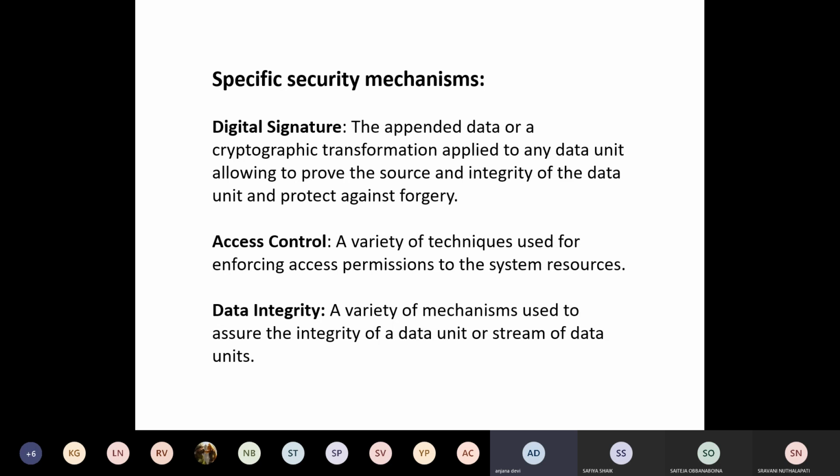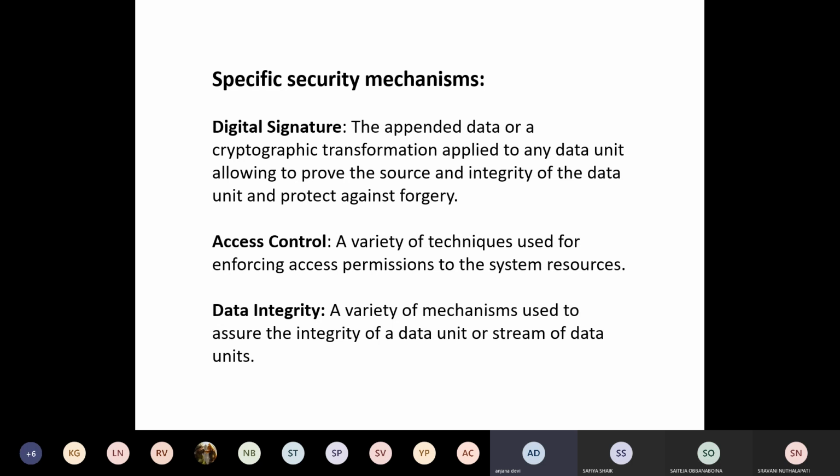First one is digital signature. What is a digital signature? It is appended data. Appending means adding. Adding data or a cryptographic transformation applied to any data unit allows proving the source and integrity of the data unit and protects against forgery. If somebody wants to forge, meaning copy the text, then what do we have to do? Digital signature means here you are appending data.